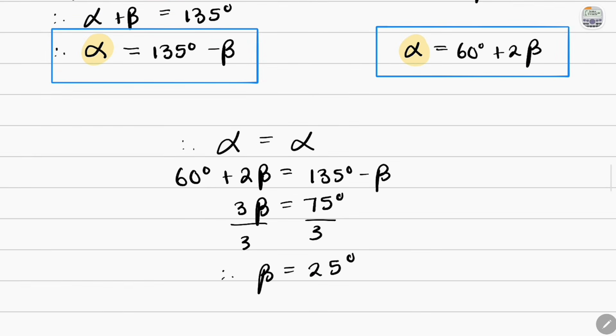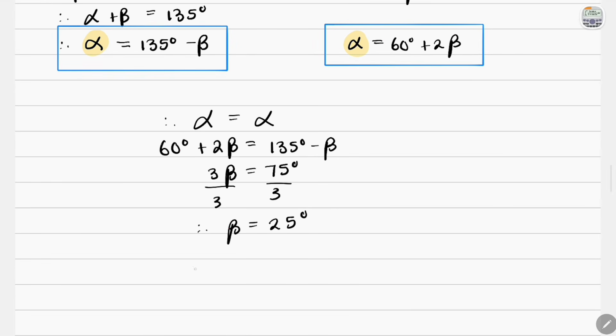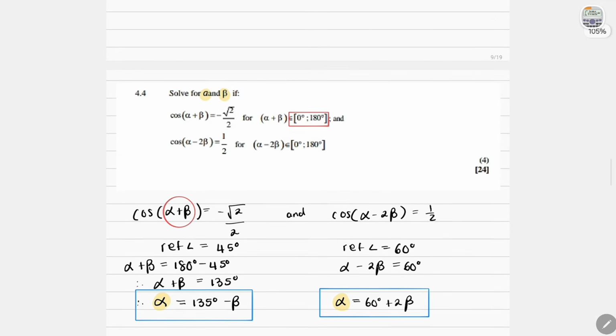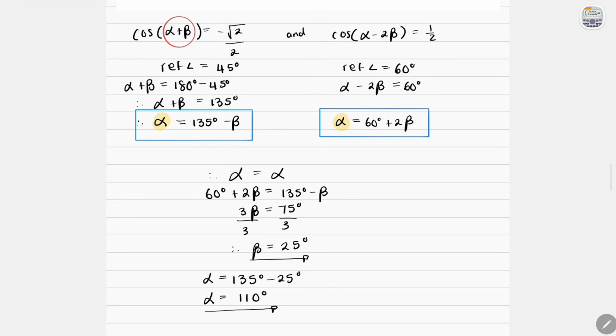And then solve for alpha. Just take the easier looking equation. I'm just going to go with this one. So alpha is finally equal to 135 degrees minus beta, which is 25 degrees. And so you can see that alpha is simply equal to 110 degrees. So these are answers for alpha and beta like they asked for. And that is it for that question, and that is it for question 4.